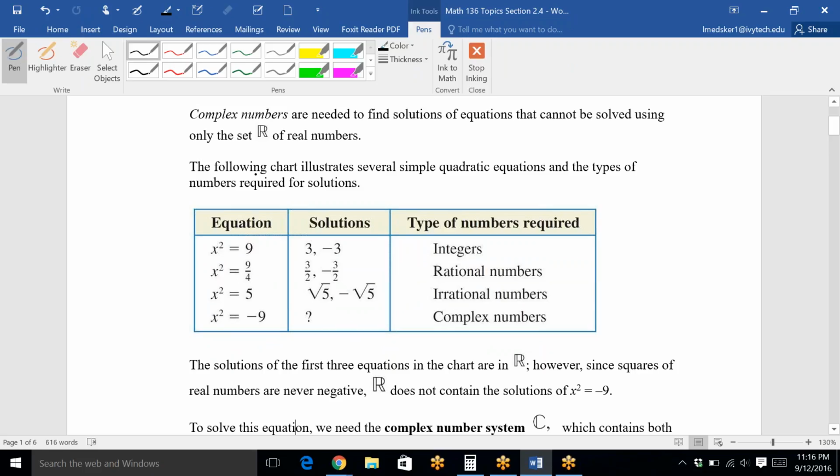If you have x squared equals 9 and you take the square root of both sides, you get plus or minus 3. Those are considered integers. If you have a fraction on the other side, notice both of them are perfect squares. You take the square root, you get two fractional answers, or two rational numbers. If you have something that's not a perfect square, you get something called an irrational solution. And then we get this last case where x squared is equal to negative 9, which yes, 9 is a perfect square, but the negative throws us off. So this brings up the idea of complex numbers.